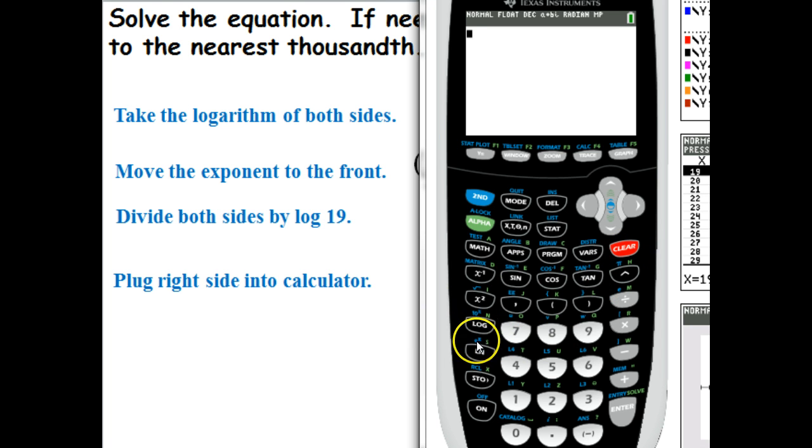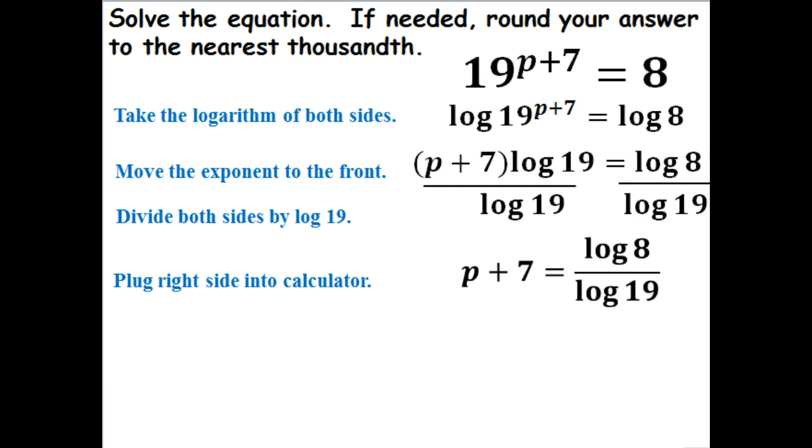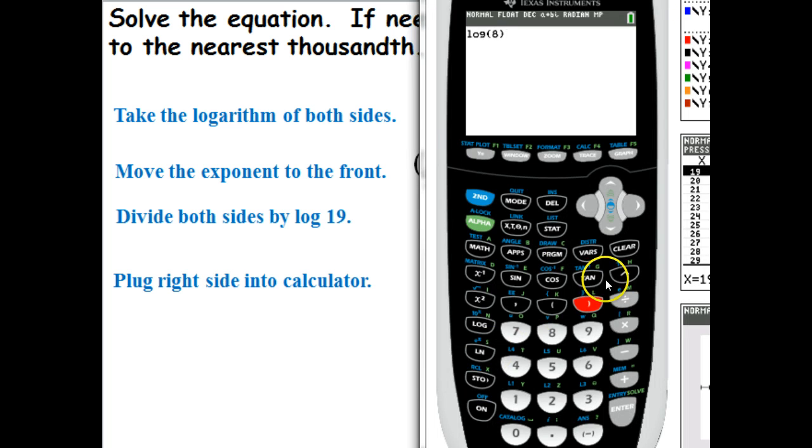So right here is my log button. I don't have to hit any other buttons, just log first. Log 8. Now I have to close this parenthesis. If you don't close this parenthesis, you will get the wrong answer. Okay, so this is log 8 divided by log 19. So go divided by log 19. And I close off my parenthesis there, and I just hit enter.